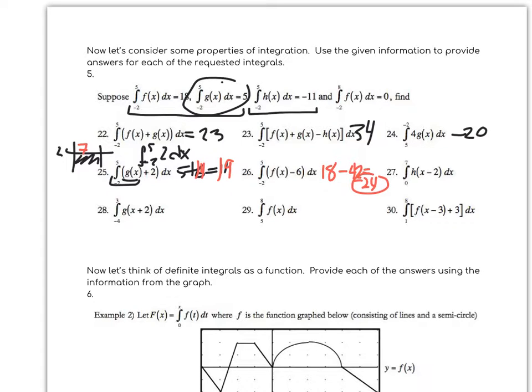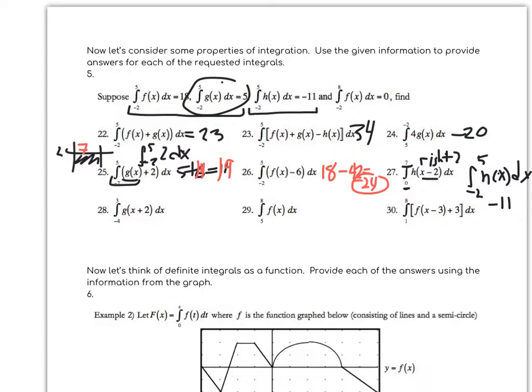For number 27, we're going from 0 to 7 of h of x minus 2. And this one's actually really sneaky, because you have to know that this means the graph needs to go to the right 2. So this is actually 2 units to the right of where it should be. And this would be equivalent to saying the integral from negative 2 to 5 of h of x, because if we minus 2 on the inside, that would be moving the whole thing, including the bounds, to the right 2 units. And this one we happen to know is negative 11.